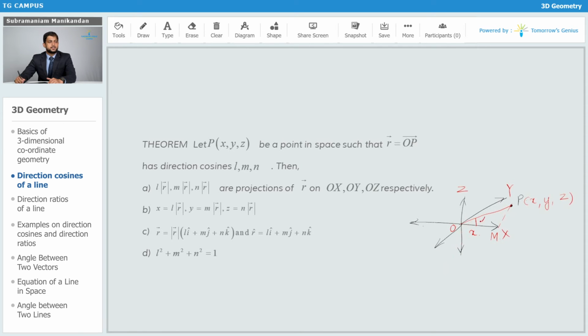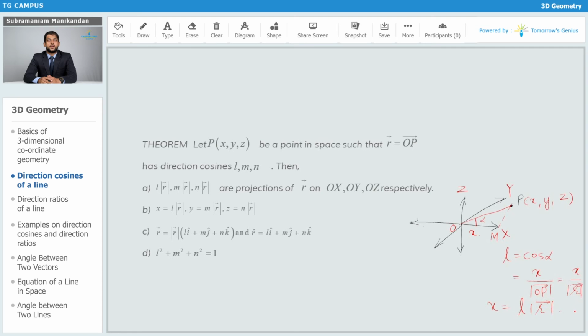And let's say this is the angle alpha that the vector OP makes with the positive x-axis. Then l equals cos alpha. But what is cos alpha? Cos alpha is the adjacent side of the triangle OMP, so that's x divided by the length of the vector OP, which is the magnitude of r bar. And thus we get x is equal to l times the magnitude of r bar.